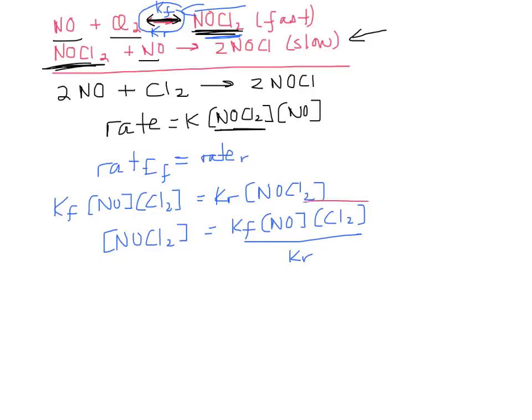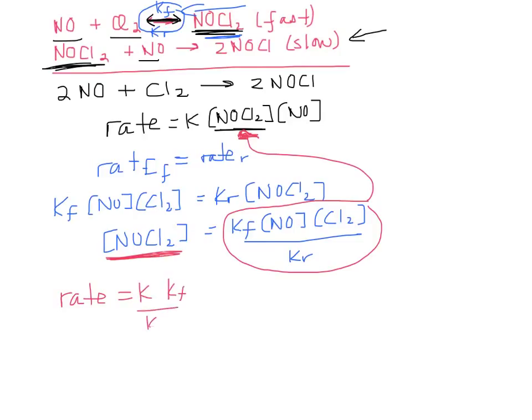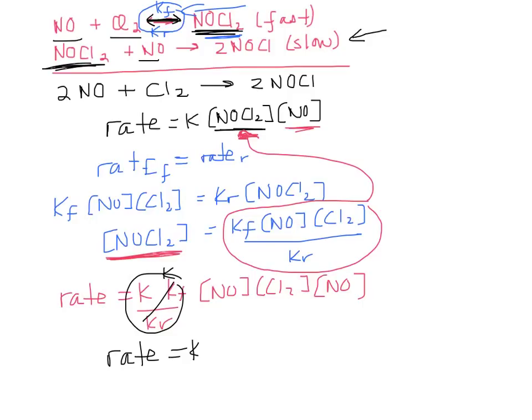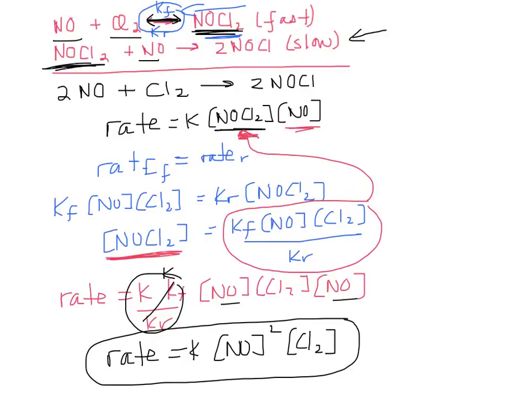Okay, so now I'm going to take this whole thing right here and plug it in for that, because it's equal to that. So I'm going to plug it into this equation right there. So I end up with rate is k times kf over kr, times NO, Cl2, and the NO from up there. Well, all of these k's, we're just going to put them all together and call them the rate law constant. So rate equals k times NO, there's two of them, squared, times Cl2. So now you have your rate law, and you got rid of your intermediate. So you'll do that a few more times, but the trick to having an equilibrium reaction is that you can use it to get rid of an intermediate.